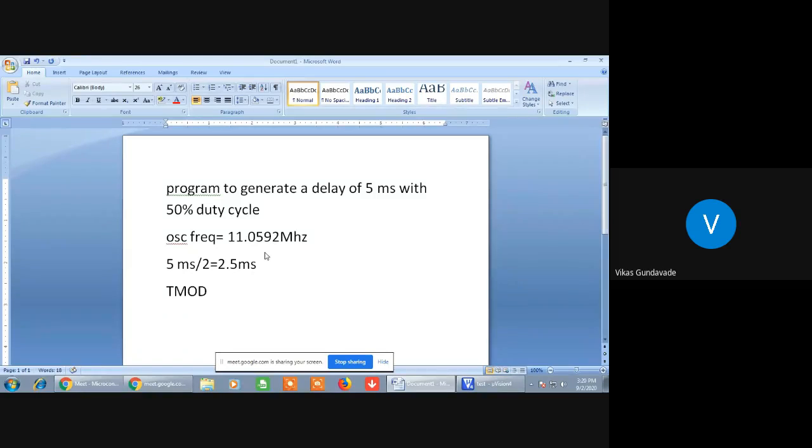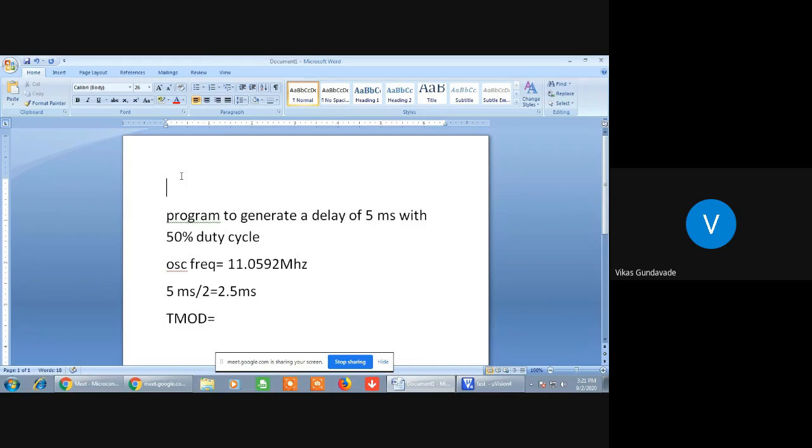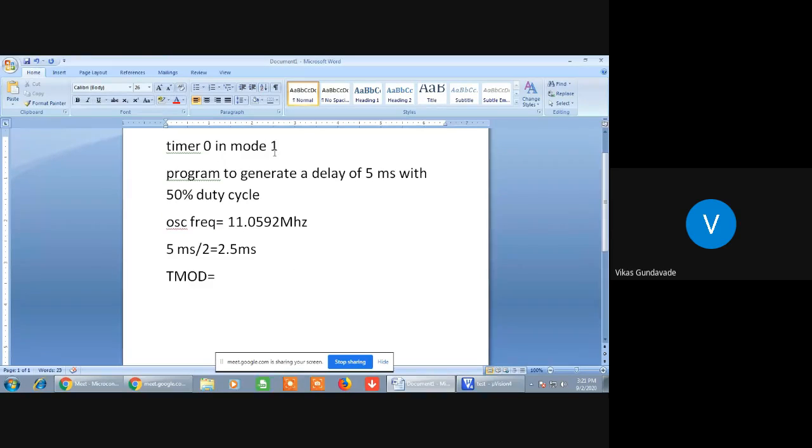So first we need to generate the TMOD value. If we see the TMOD structure or SFR, the higher 4 bits are for timer 1 and the lower 4 bits are for timer 0. One more thing we forgot to write here: we need to use timer 0 in mode 1. Why are we taking mode 1? Because here we can use the 16 bits of the two counting registers TH and TL. So we are taking mode 1. If we want to change it to mode 0 or mode 2, we can do that accordingly.